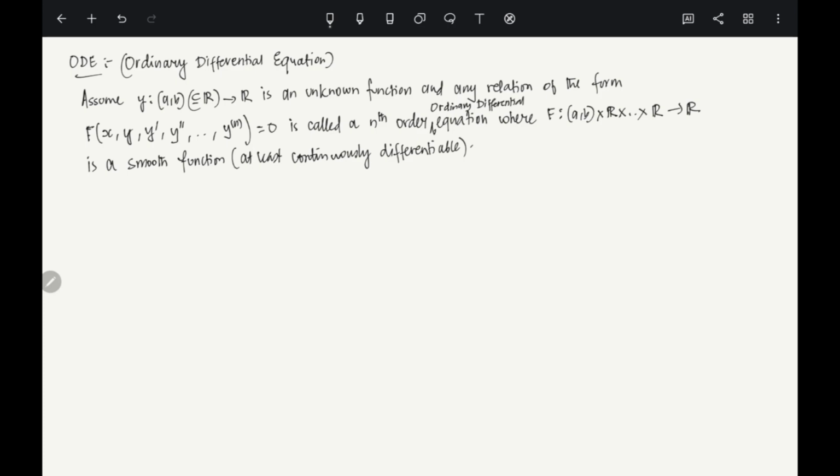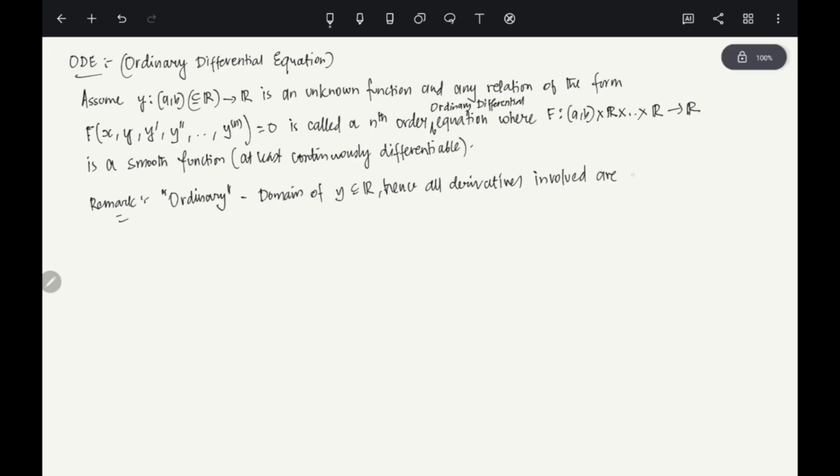Remark: why is it called ordinary? This is because we are looking for a function y which is a one variable function, and the domain of y is R, or a subset of R. Hence all derivatives involved are ordinary derivatives, or simple derivatives.